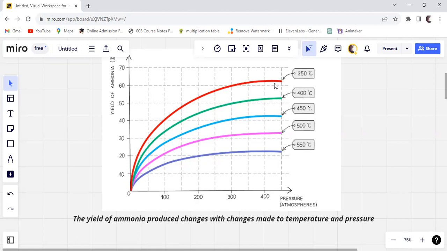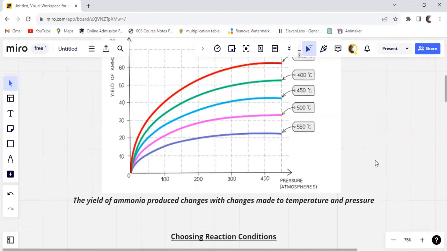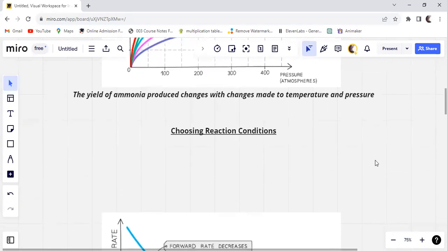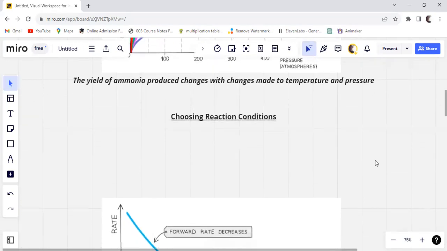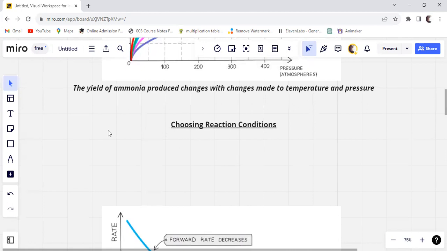But you know that the actual conditions used must be chosen. It depends upon a number of economical, chemical, and practical considerations. So what are those conditions? How can we choose the reaction conditions in order to obtain a maximum or optimum yield of ammonia? For that purpose, there are industries or companies that manufacture and sell all the chemical goods. They do so to make a profit.